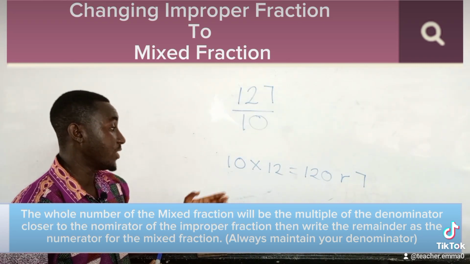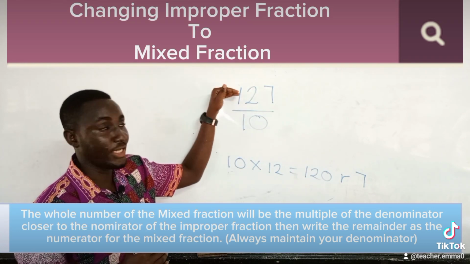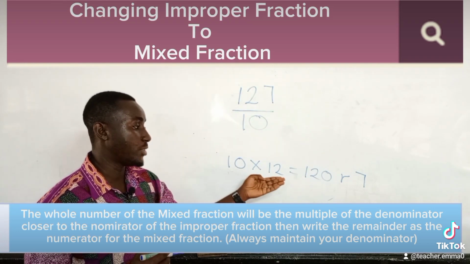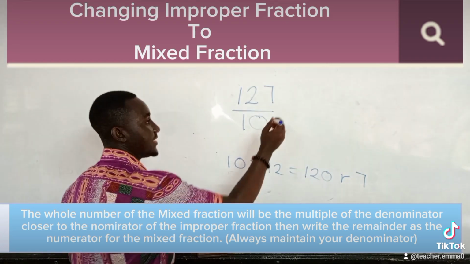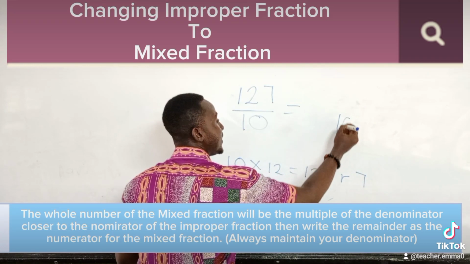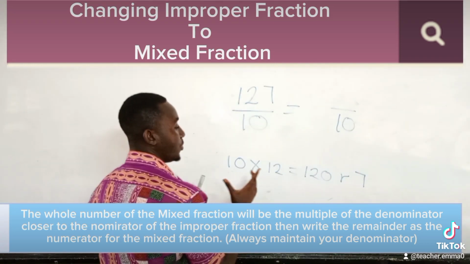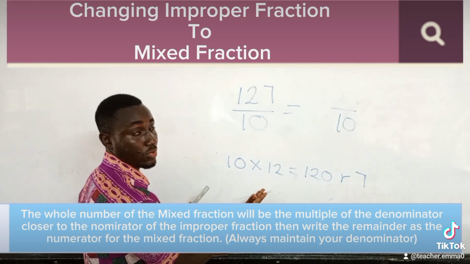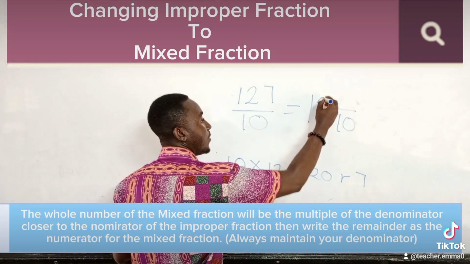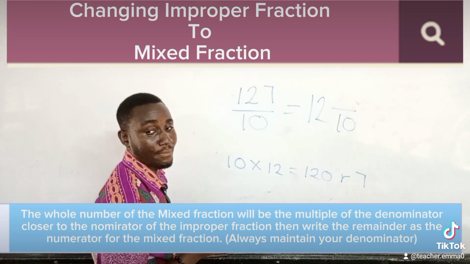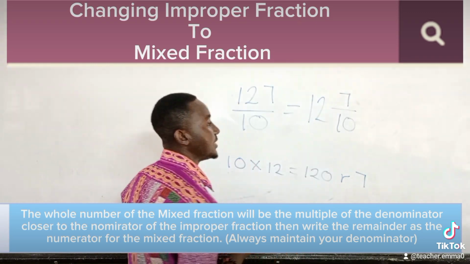You see it? Because we are looking at the multiples of 10 that is closer to the numerator, 10 multiplied by 12 is going to give us 120 remainder 7. The first thing to do is always to maintain your denominator, that is the 10, and then write your other number, the multiple of 10 which is closer to the numerator. So here it is going to be the 12. So 12 is the whole number, and then the remainder, which is 7, is going to be your numerator over here.